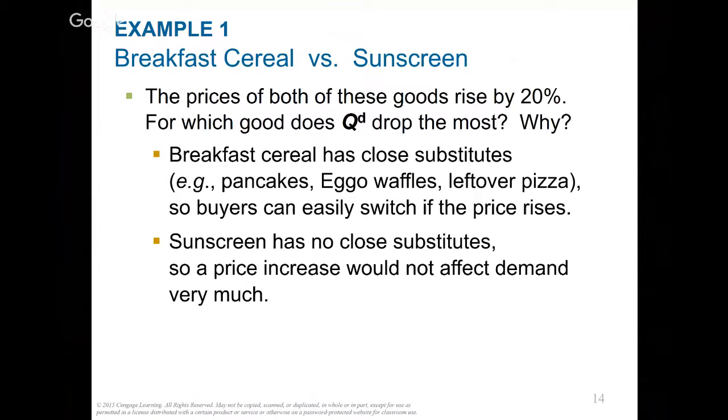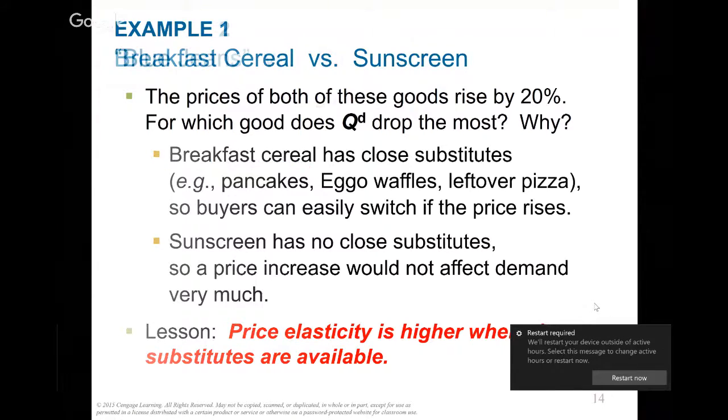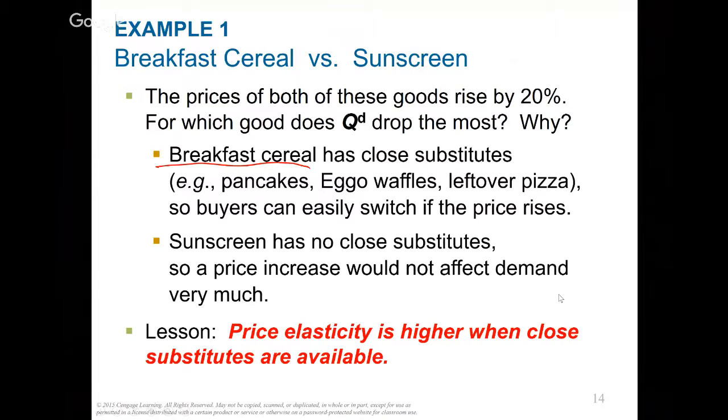Between breakfast cereal and sunscreen, if the price of both increases by 20%, which one do you have to buy? If you think about breakfast cereal, we don't have to buy it, because you can also buy Eggo waffles, leftover pizza, or pancakes. So you can buy other stuff besides breakfast cereal.